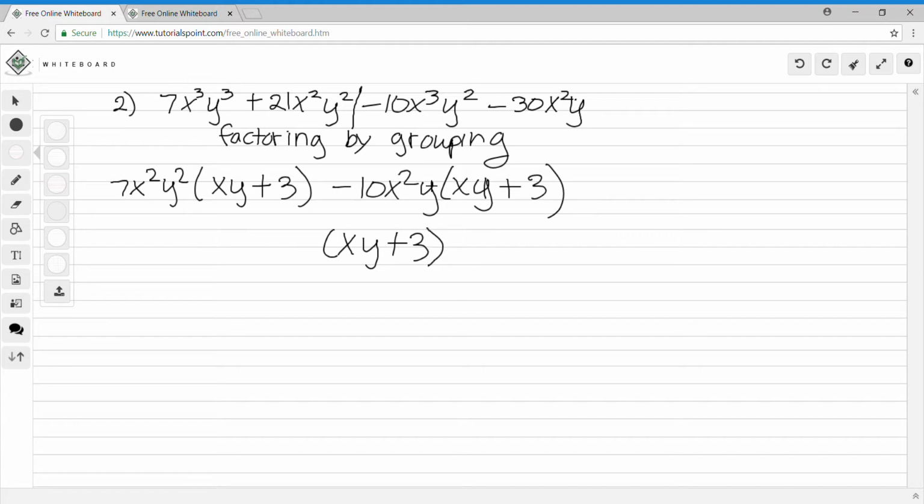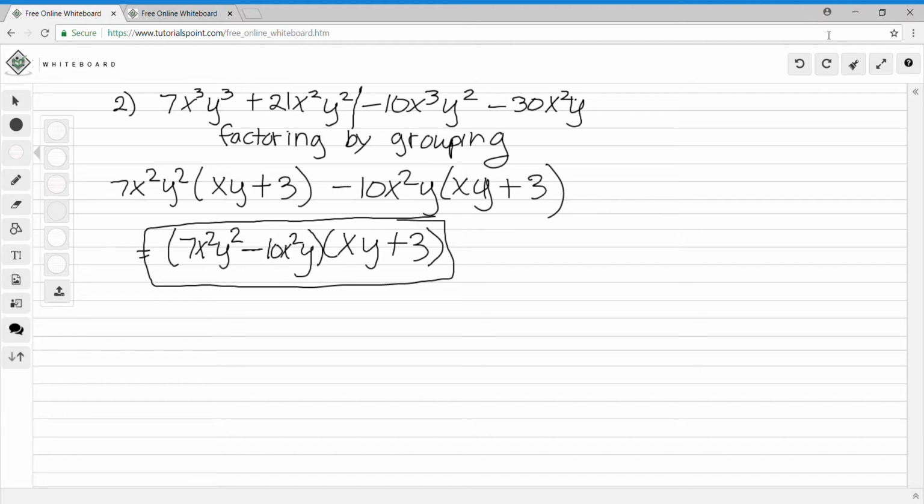And then we have two terms: this negative 10x squared times y, and this 7x squared y squared. You just have to combine them. So it's going to be 7x squared y squared minus 10x squared times y. And that's pretty much factoring by grouping. So this is your final answer.